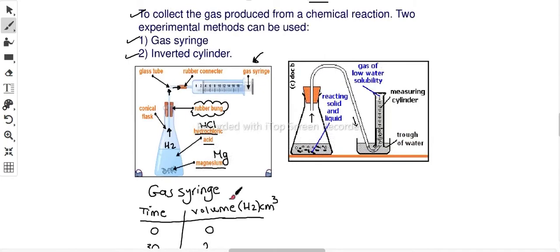Continuing with the second, which is the inverted graduated cylinder. You're going to find that you also have a conical flask, and inside the conical flask I have a reacting solid. You can take it as the same solid, for example Mg, and you add the hydrochloric acid as well, the same as previous. Now you connect by a delivery tube into a trough, which is filled with water. Now for the measuring graduated cylinder, I have a specific volume as an initial volume. Let's say it was 90 cubic centimeters. So the graduated cylinder is actually inverted and the water is present inside.